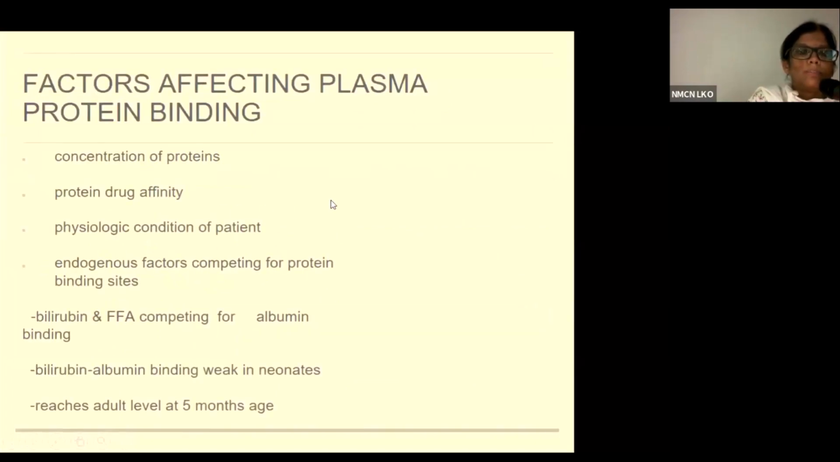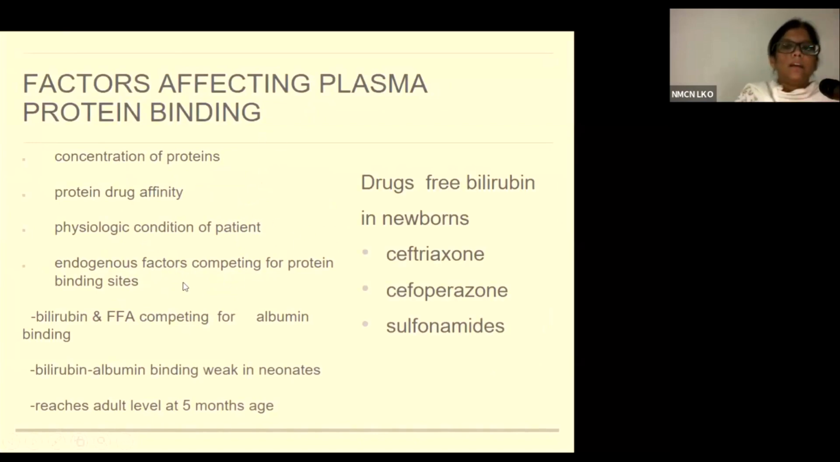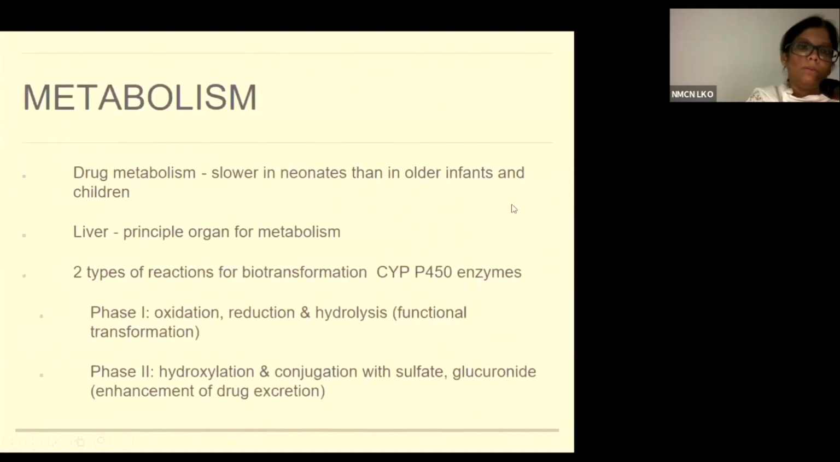This is important specifically in the newborn period because there are some endogenous factors which compete for the protein binding site, and this can displace bilirubin, raising free bilirubin levels in the newborn. For example, drugs like ceftriaxone, cefoperazone, or sulfonamides compete for the protein binding sites on these proteins, and therefore the percentage of free bilirubin will be more. So babies receiving these drugs can develop hyperbilirubinemia, and that could be detrimental to the baby. The next process is metabolism.